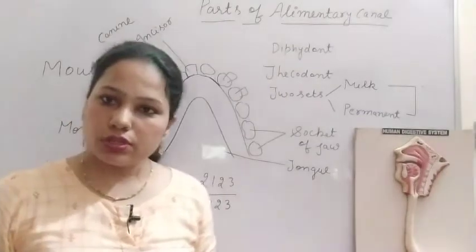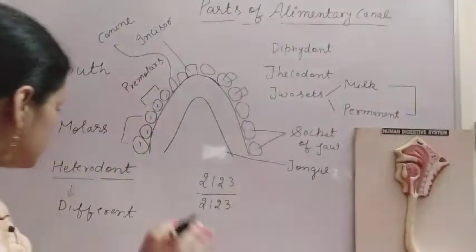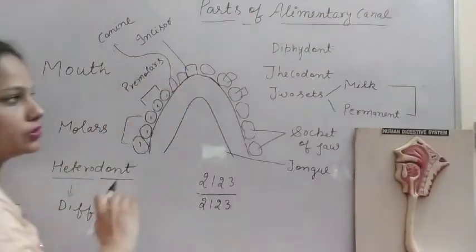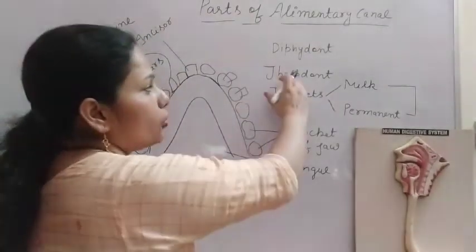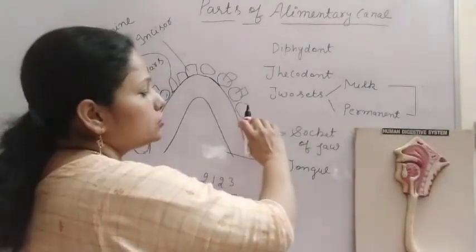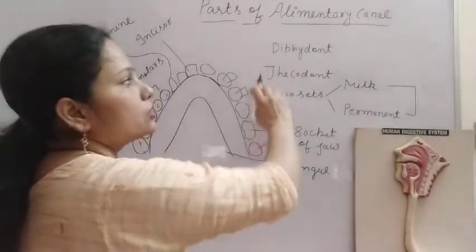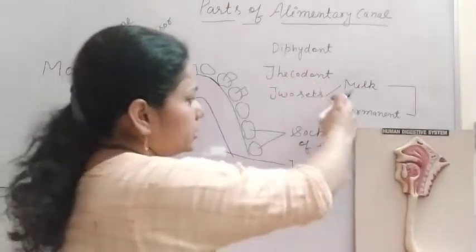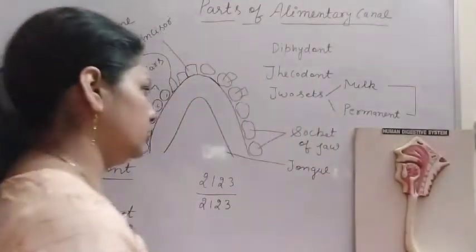So you understood the three terms. First, the heterodont, different types of teeth. Second is the thecodont, if the teeth are present in the socket of the jaw. And next is the diphodont, means two types of teeth, the milk teeth and the permanent teeth.